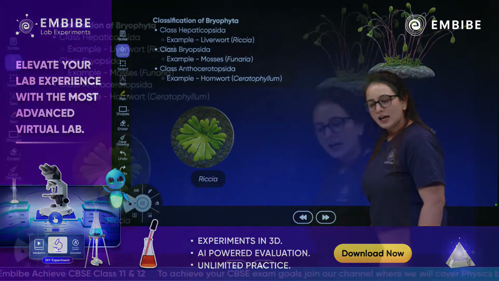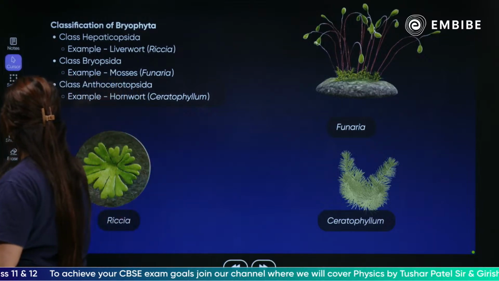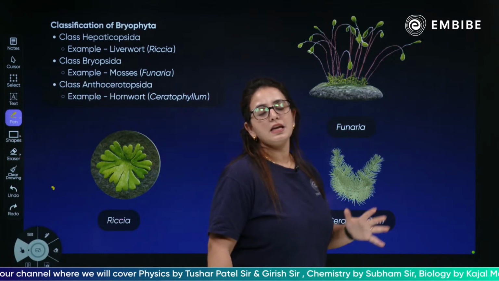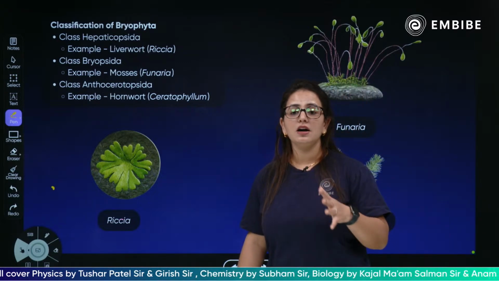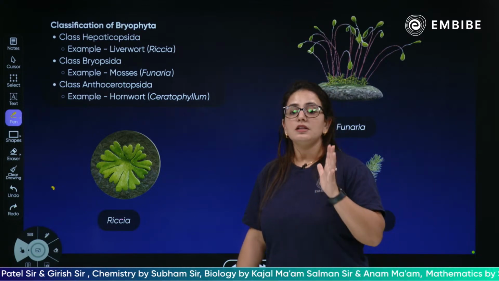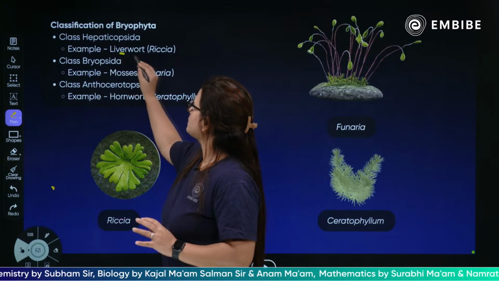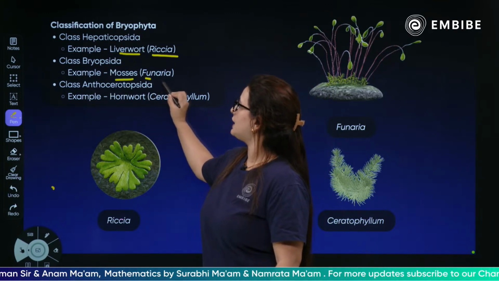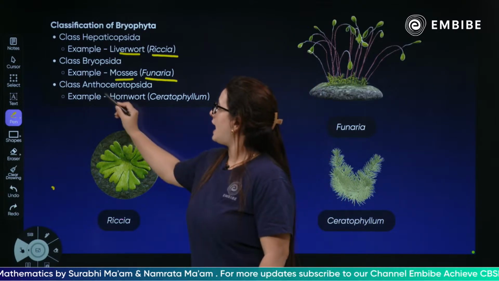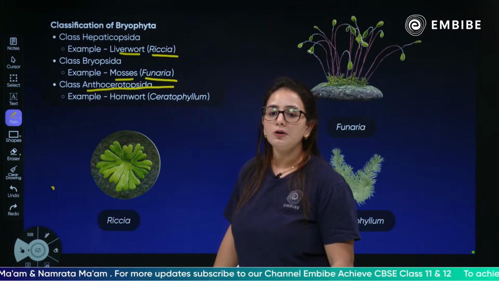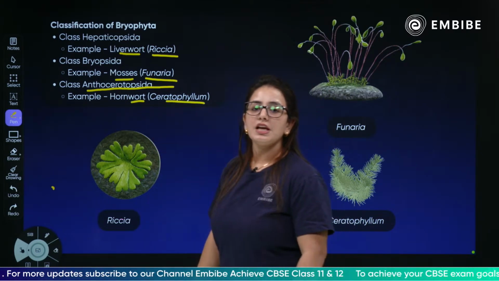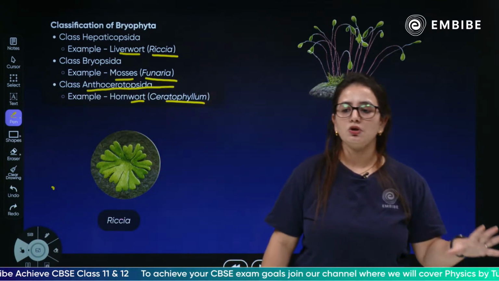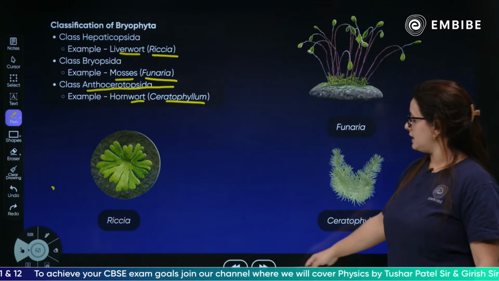Moving forward, children, the classification of the bryophytes, a very important topic. The bryophytes are divided into three classes. One is the Hepaticopsida, next is the Bryopsida, and the third is the Anthocerotopsida. The class Hepaticopsida is where the liverworts, such as Riccia, belong. Next is the Bryopsida, where the mosses, a very common example being Funaria, belong. And next is the Anthocerotopsida, which includes the hornworts. So these are the three classes of the bryophytes, and each one is important.